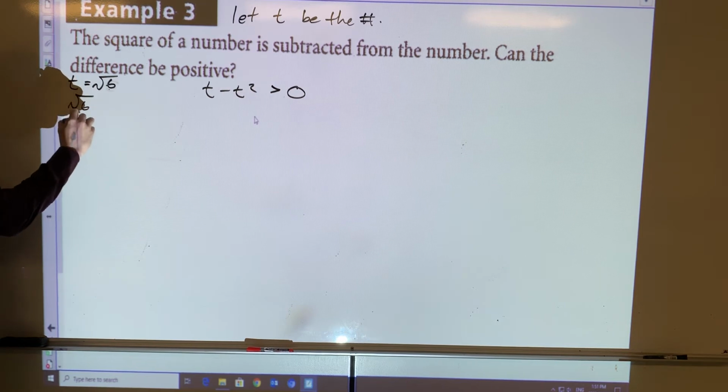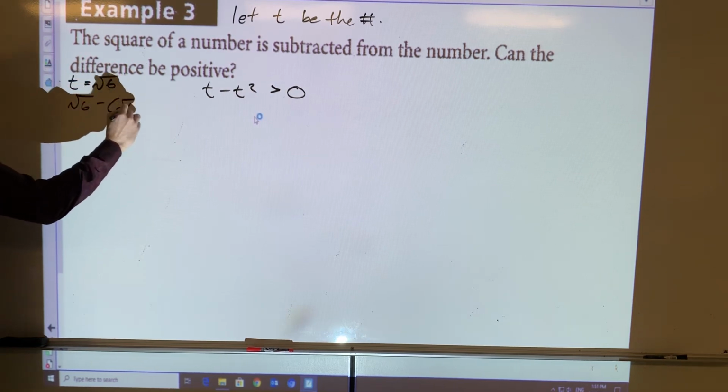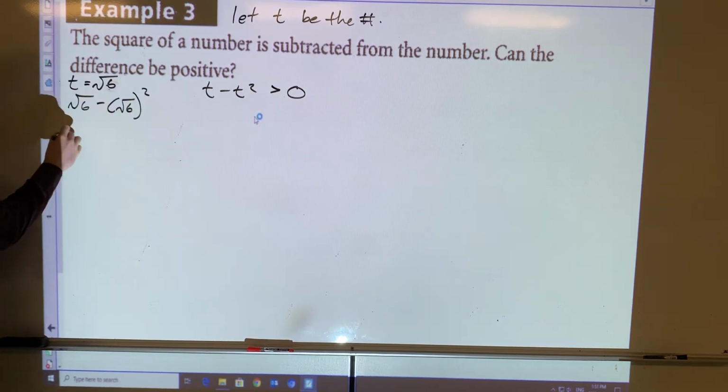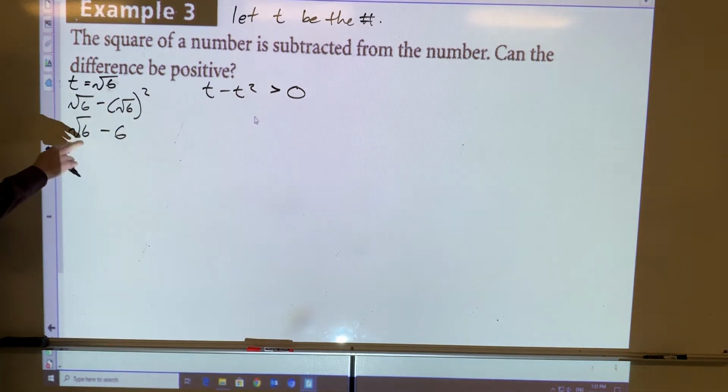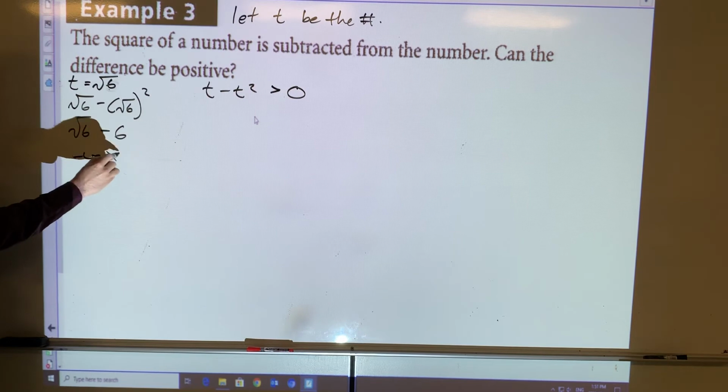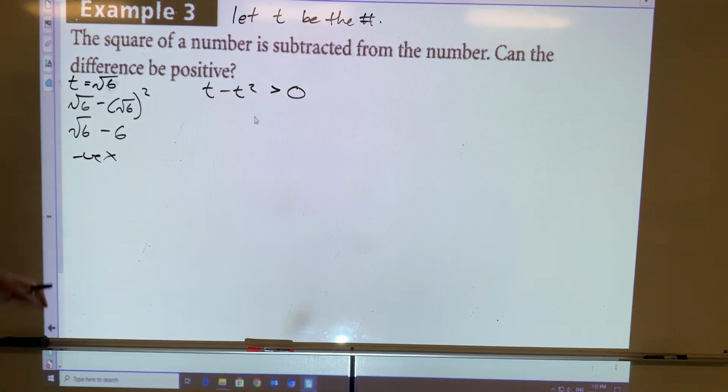So if we go square root 6, subtract square root 6 squared, we get square root 6 subtract 6. Now I know the square root of 9, for example, is 3, right? So is that going to work? No. This is going to be less than 3, so you're going to get a negative number for sure. That doesn't work. Okay, so we can't just do a million examples.